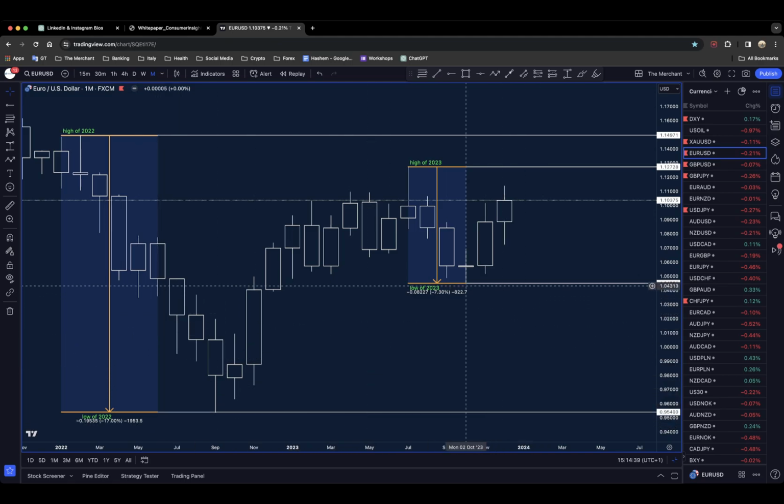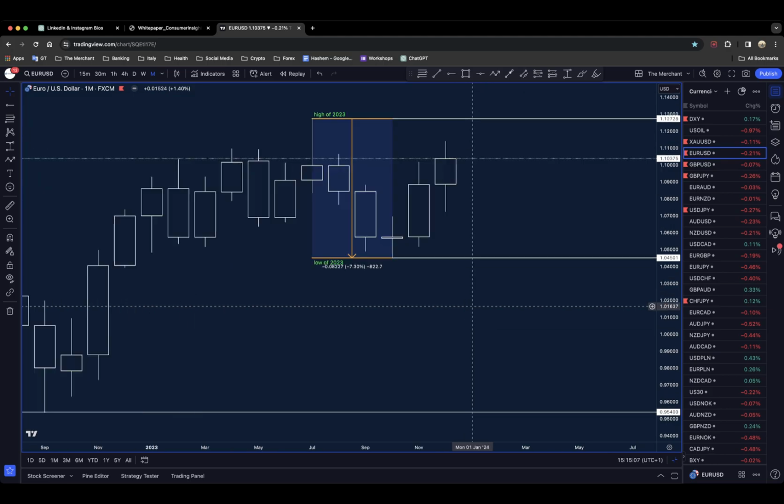And here in 2023, we talk about 820 pips price movement in this range, right? You need to keep in mind that this is the most traded currency pair in the world, EUR/USD. And in 2023, it just moved 800 pips. This is just to summarize everything of 2023.